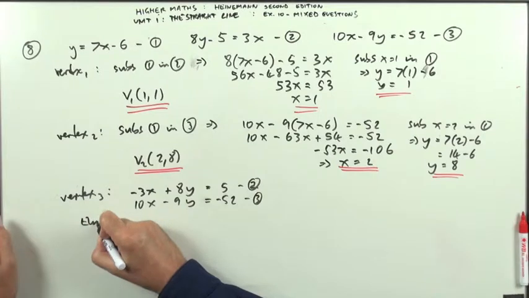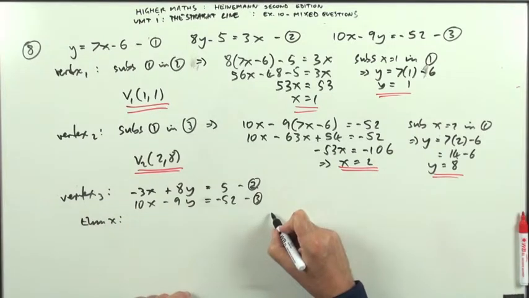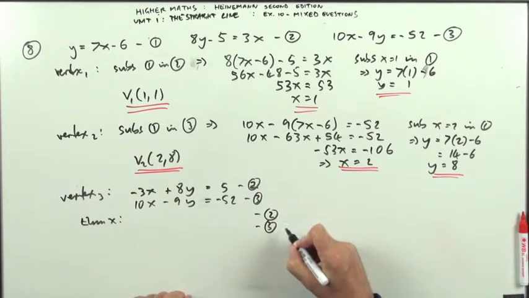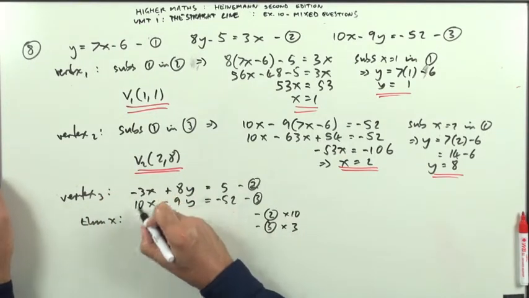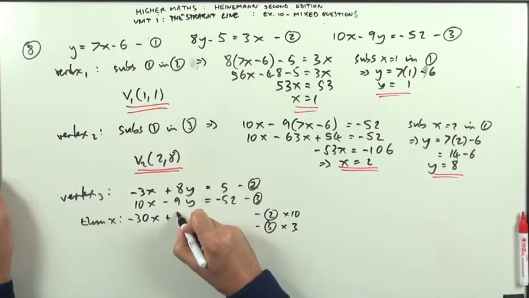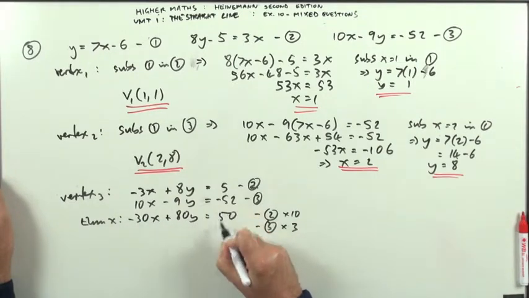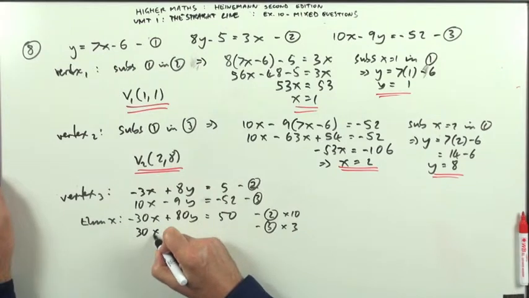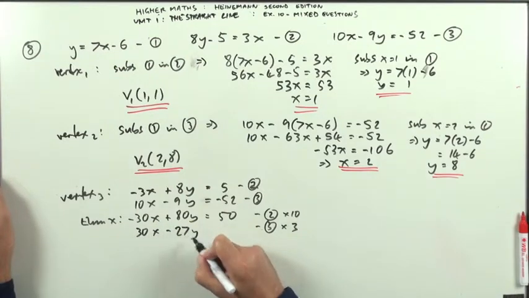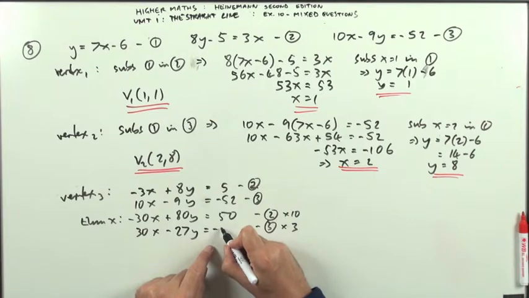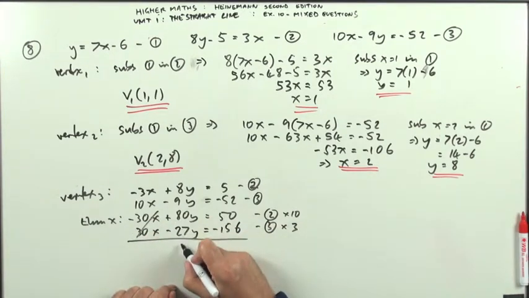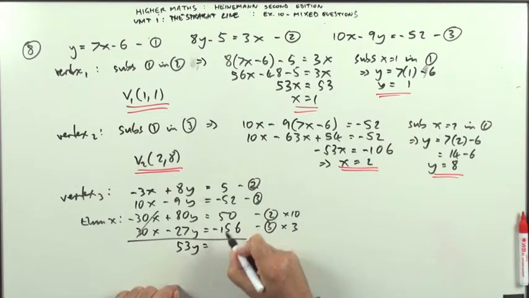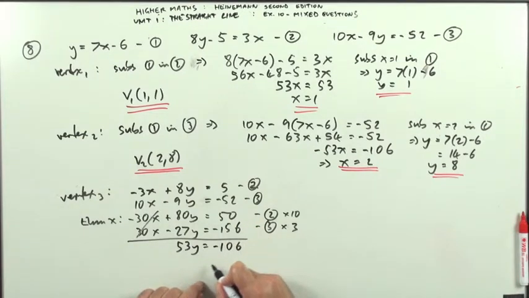I'd rather multiply by 10 and 3 than 9 and 8. So I'll eliminate x. The plan for that would be, I'll have 10 of them and I'll have 3 of them. So 10 of them is easy: negative 30x plus 80y is 50. 3 of them: 30x minus 27y equals negative 156. Adding them up so that the x disappears. Well, there's that 53 again. 53y equals negative 106, so y is going to be negative 2.